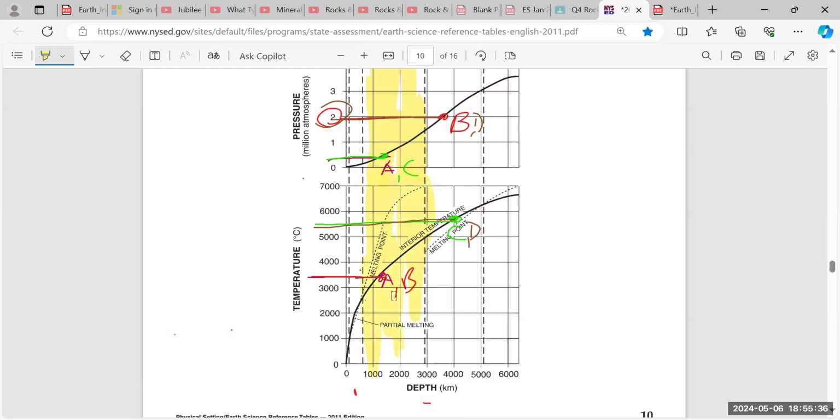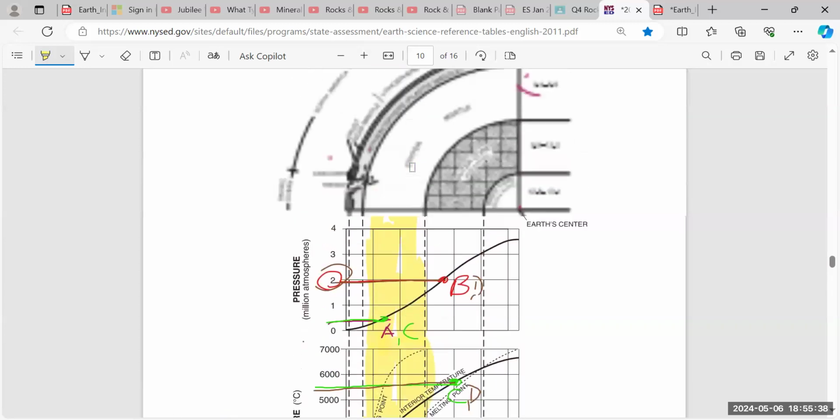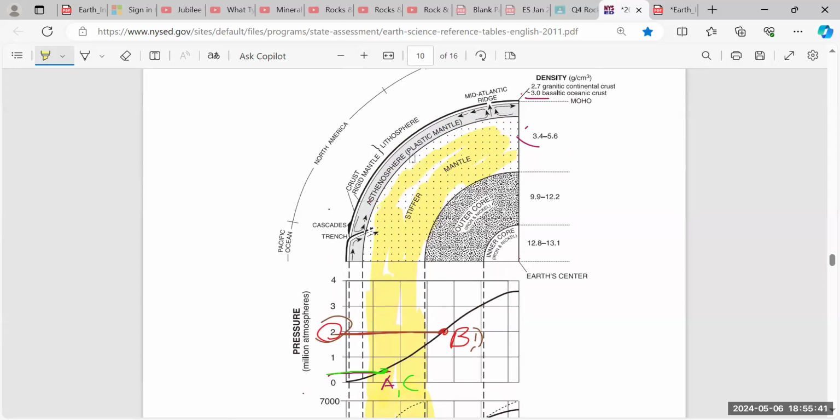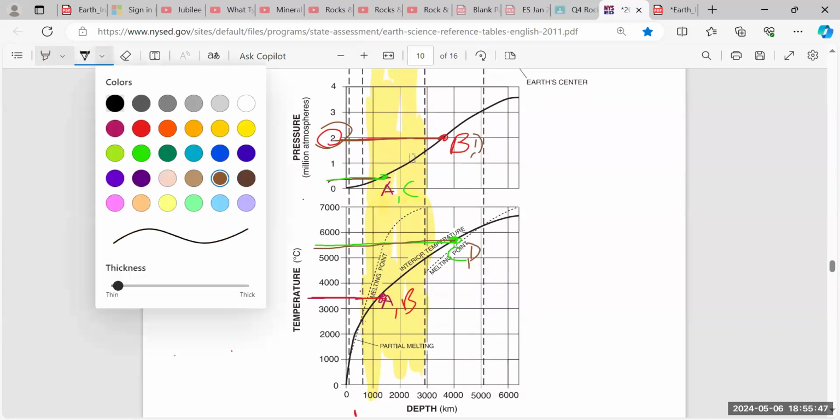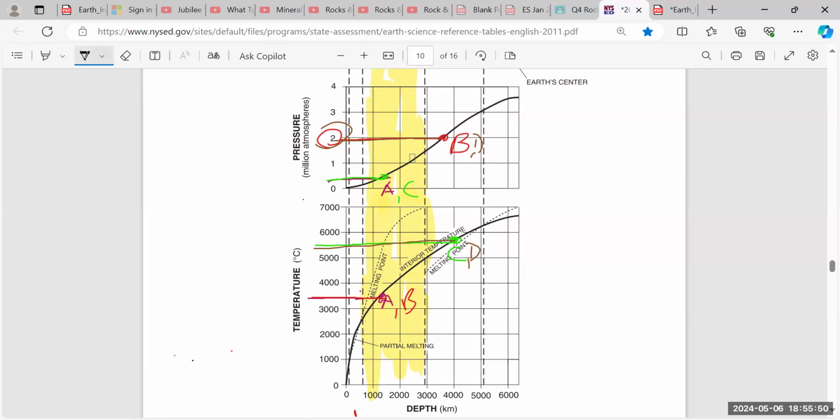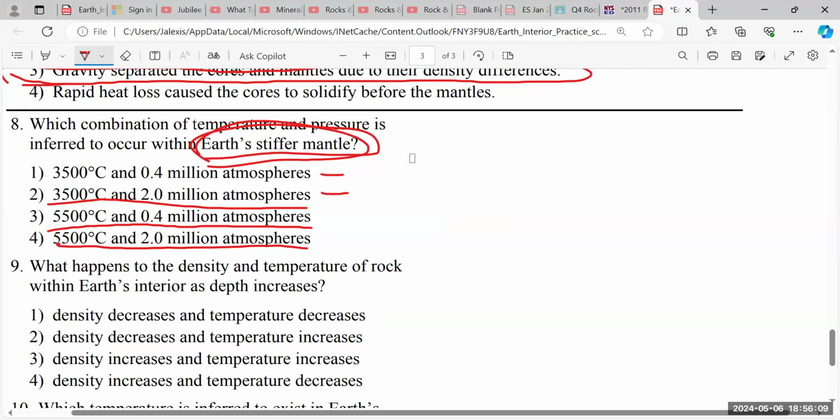Now, I shaded in yellow because if you look up what I shaded, you'll actually see that this connects with the stiffer mantle. And so when I look, the only option that has both letters for pressure and for temperature is choice A. See? Choice A, right? All the other letters have one letter in and another letter out. And so my correct answer is going to be choice A, which is 3,500 degrees Celsius and 0.4 atmosphere.